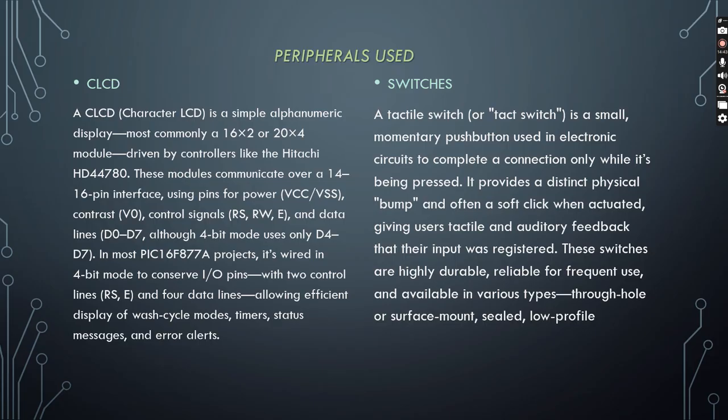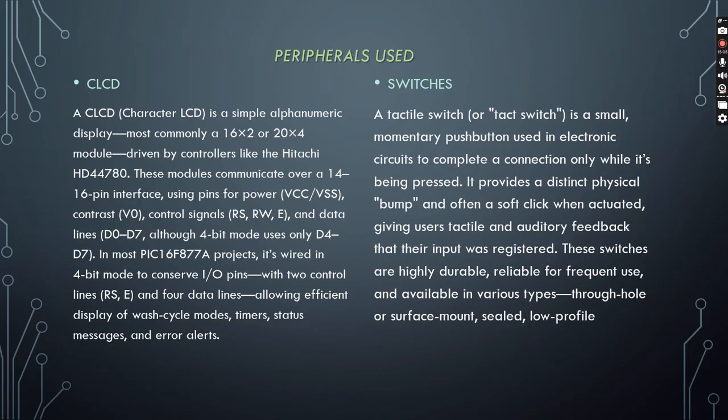Although 4-bit mode uses only D4 to D7, in most PIC16F877A projects it's wired in 4-bit mode to conserve I/O ports, with two control lines, which are RS and E, and 4 data lines, allowing efficient display of wash cycle modes, timers, status messages, and error alerts.